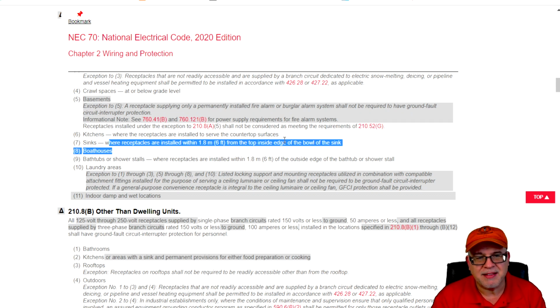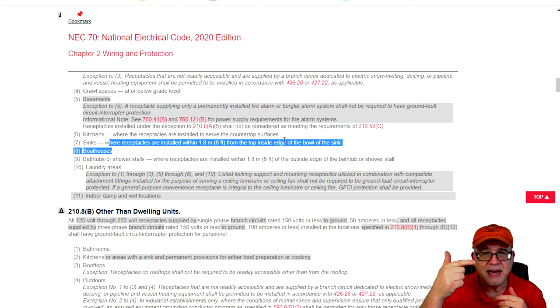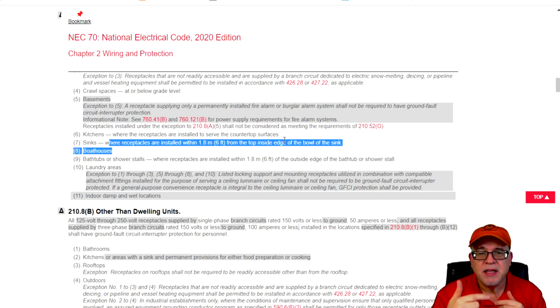So let's talk about the receptacle that's under the sink in the kitchen. Well, obviously the ones serving the countertop are GFCI protected, but what about that receptacle down there? Well, in this case, the door no longer breaks the measurement, so you literally would measure from the top inside edge to that receptacle. If that receptacle falls under the scope of 125 through 250, which it certainly will, then what happens is it has to be GFCI protected.